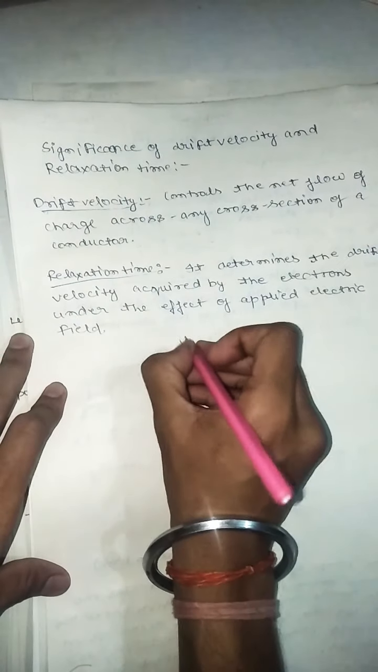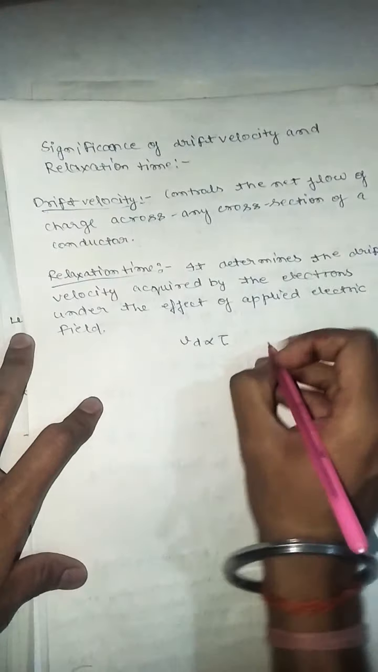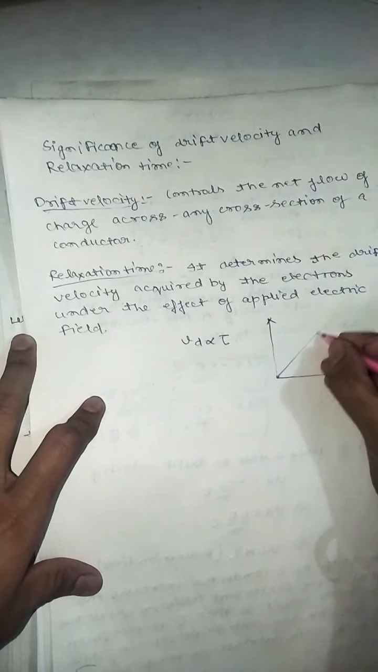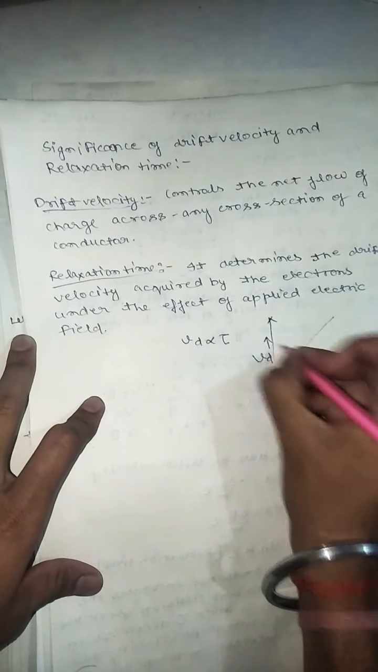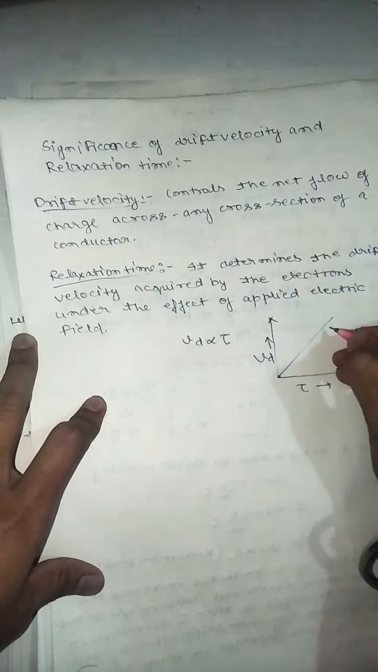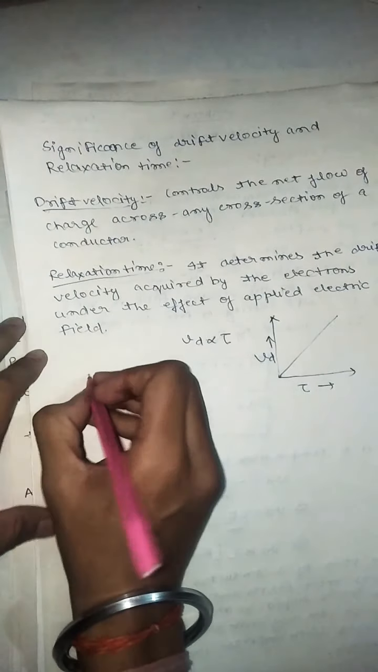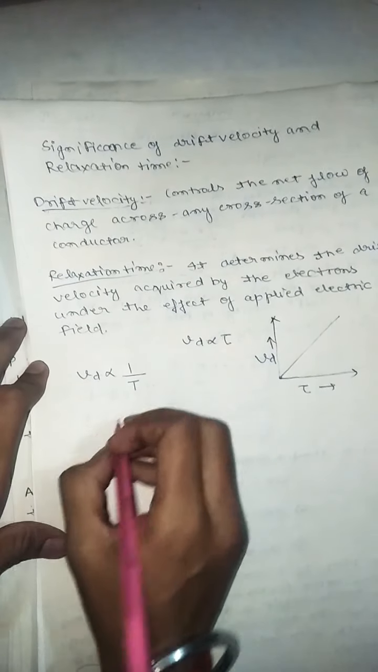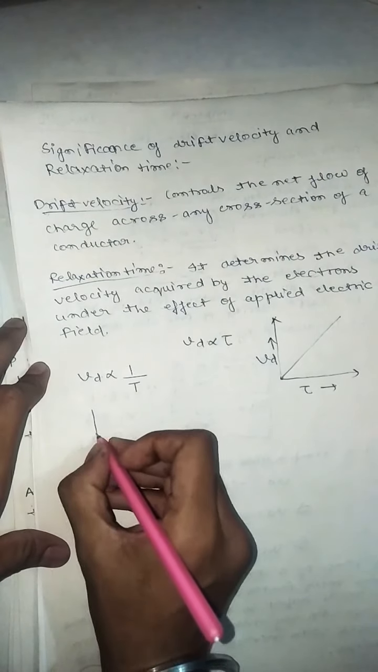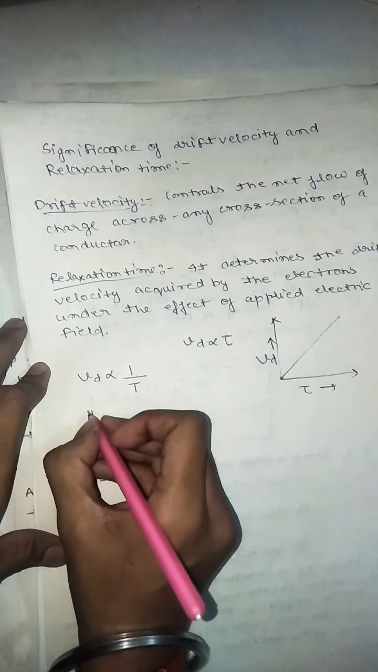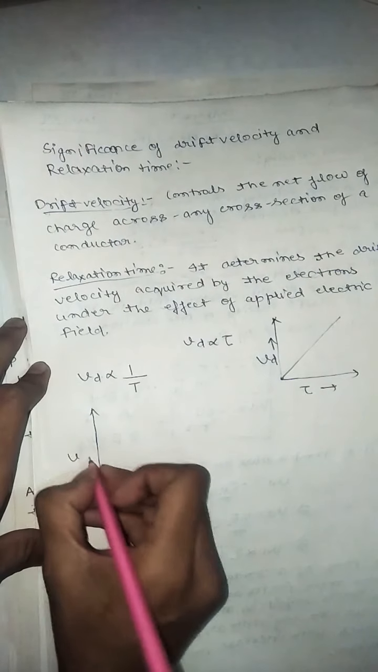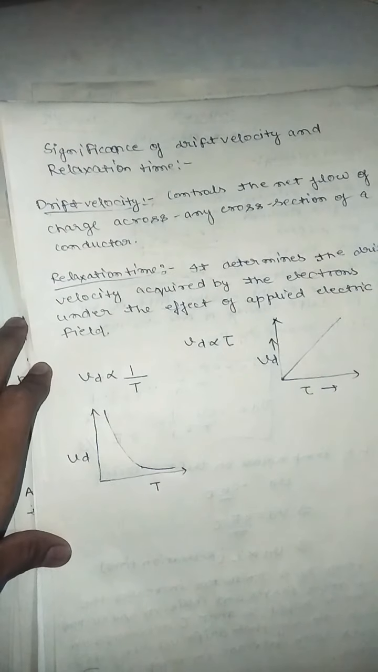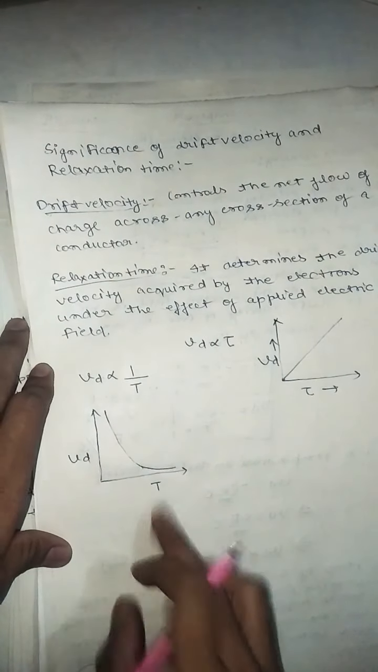So here we can conclude that Vd is directly proportional to τ. So the graph between Vd and τ will be a straight line, with one axis indicating Vd and the other indicating τ. But what about the temperature? Vd is inversely proportional to the temperature. Then the graph between Vd and T: when temperature increases, Vd becomes lesser. With the increase in temperature, Vd becomes low.